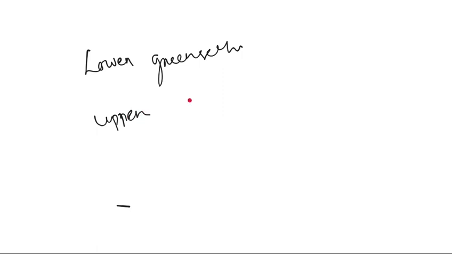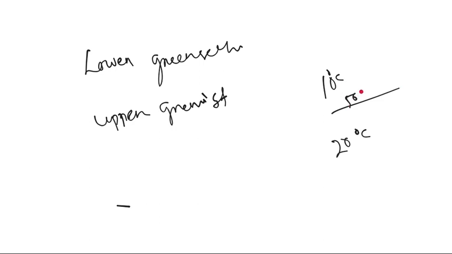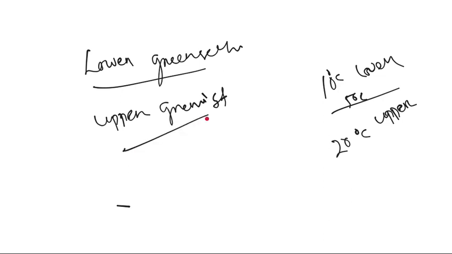So what I am telling about lower, you can just imagine this thing. Like when I am telling lower greenschist and upper greenschist. If the temperature range is like 0 to 20 degrees, up to 5 degrees this is lower facies, and after 5 to 20 this is upper facies. So this is signified by lower greenschist facies and upper greenschist facies.